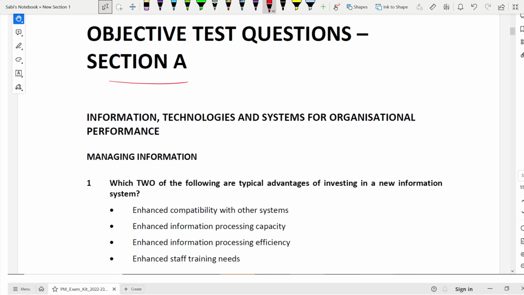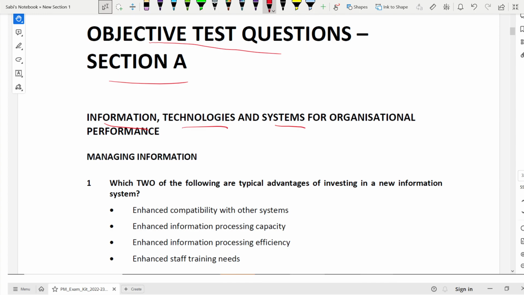For example, the first topic in performance management is information technology and systems for organizational performance. Under this topic, I'm going to do all the questions only for section A. Then the next topic comes, then the next topic. Like this, topic wise, I'm going to finish all the section A questions first, which are objective test questions. Then we'll move on to section B, do the same thing, and then section C.